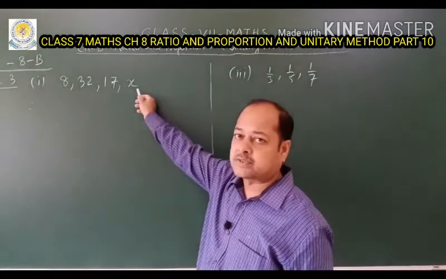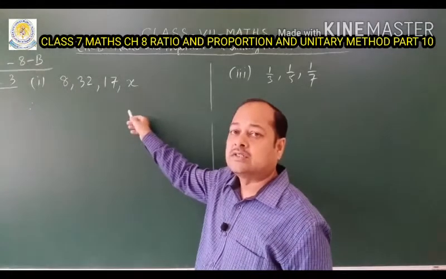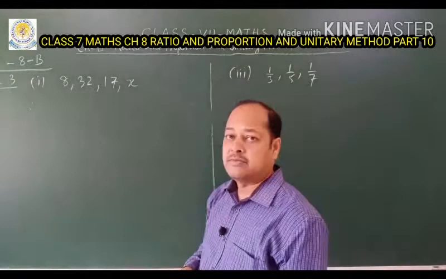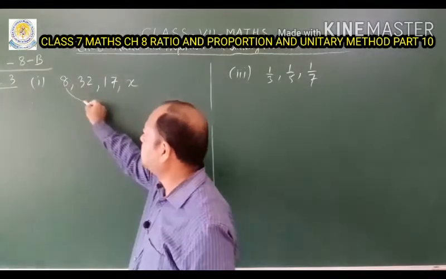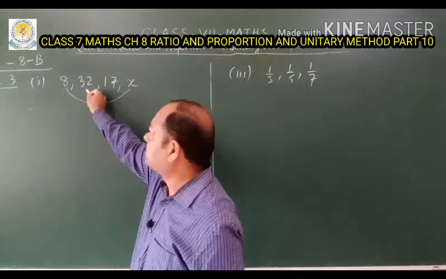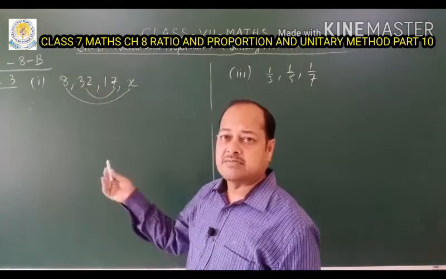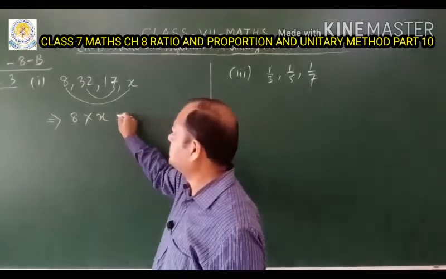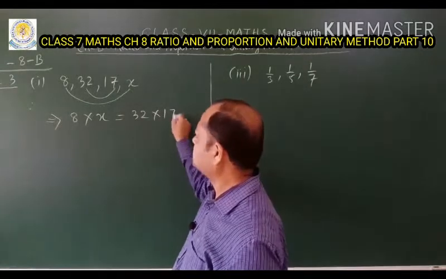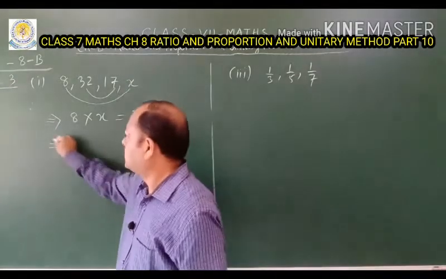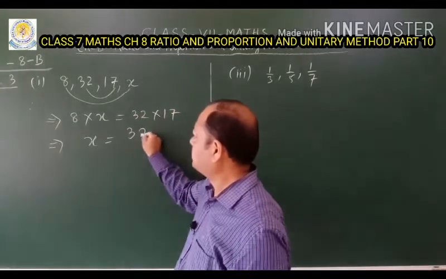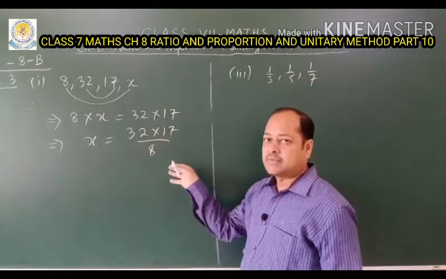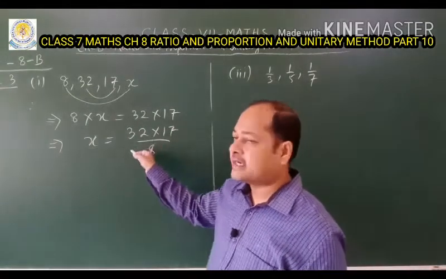If x is the fourth proportional, then we can easily find it with the formula, that is the product of extremes equals the product of means. Okay. So what are the product of extremes here? 8 into x, and what are the product of means? 32 and 17. Just multiply, you will get the answer. So 8 into x equals 32 into 17, or x equals 32 into 17 upon 8.